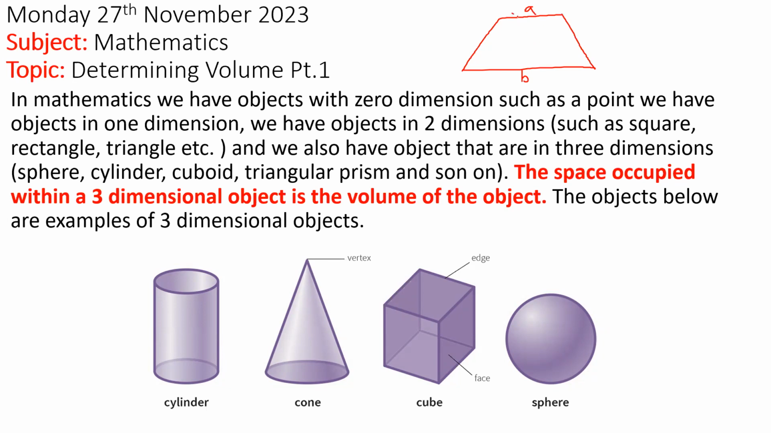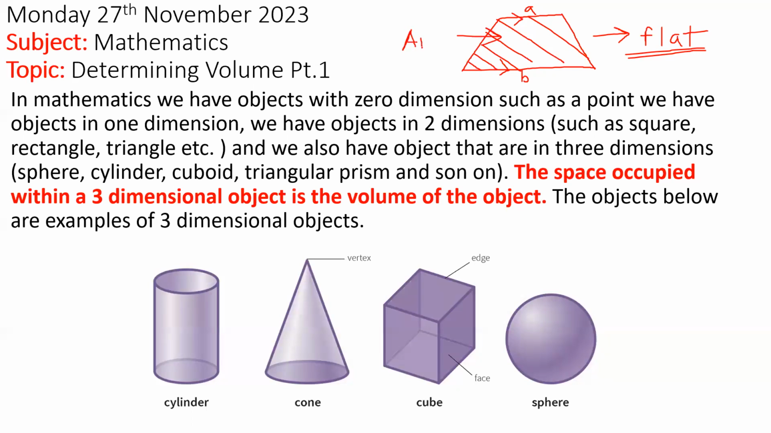So these two sides right there are parallel to each other. And if you notice, this trapezium is flat, all right? So it's a flat shape. And because it's flat, we say that it's two-dimensional. Now, if we want to find the space inside of this shape, what do we call that? That's called the area.